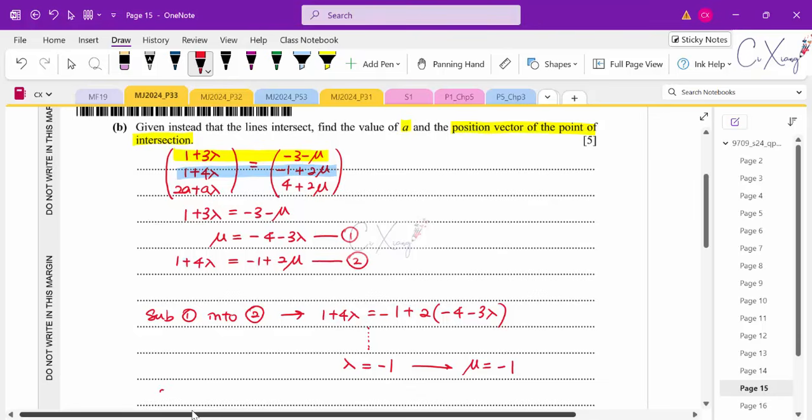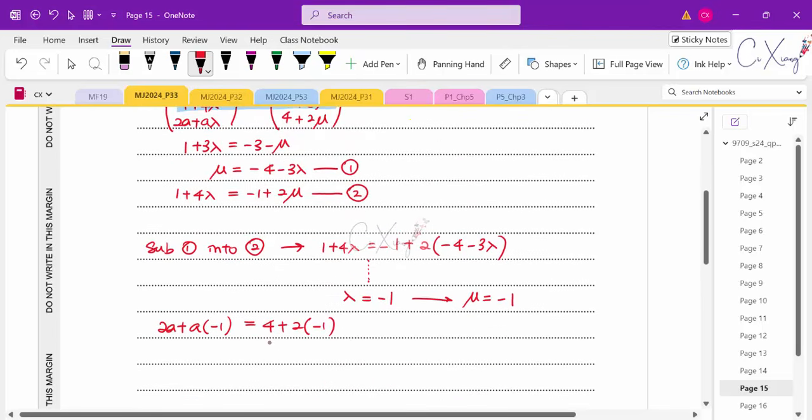So I'm using this third equation to find out the a. So 2a plus a lambda, lambda is negative 1, equals to 4 plus 2 mu. So mu is also negative 1. So you substitute into the third equation here that we haven't used just now. From here, you will be getting your a equals to 2. So you successfully get the answer a equals to 2 already.